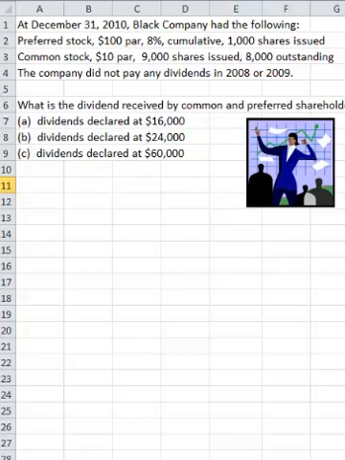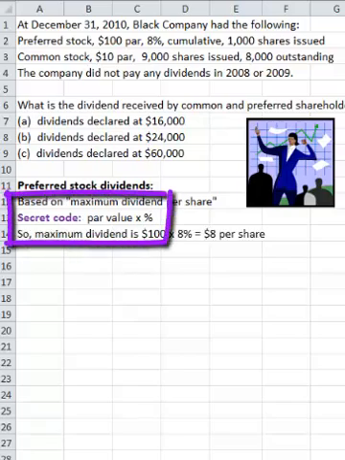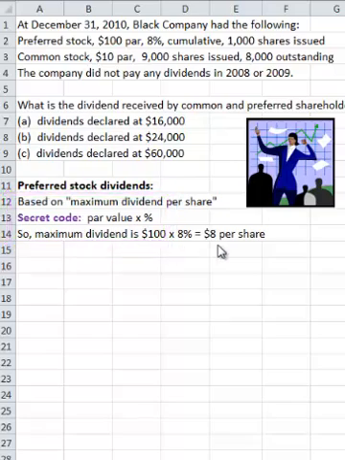So for preferred stock dividend, the amount they get is based on the maximum dividend per share. So they have to be maxed out in order for the common shareholders to ever get any. So there is a secret formula to deciding what's the maximum amount that the preferred shareholders get to have before the rest goes to common shareholders. Using our secret code, the maximum dividend would be the par times the 8%, giving you the $8 per share.